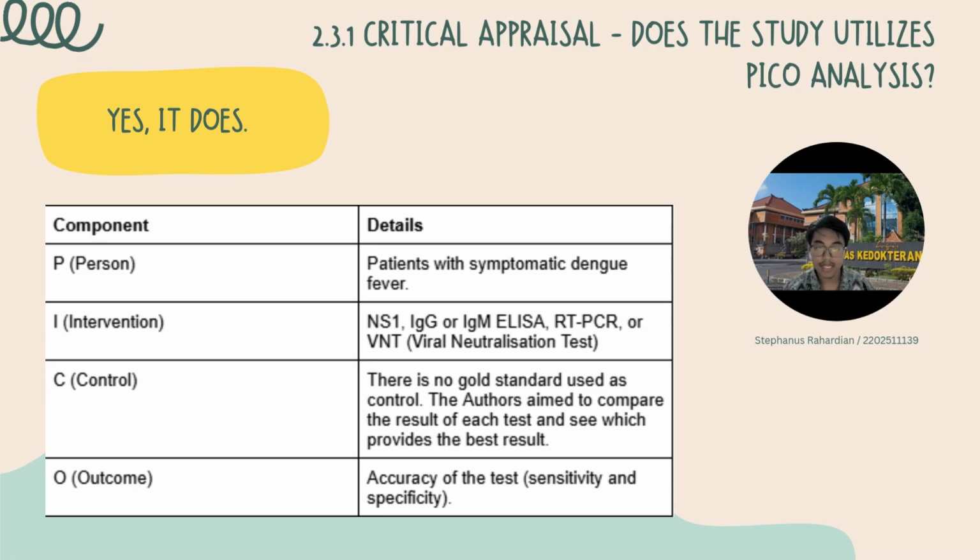So for the population, it's patients with symptomatic dengue fever. The intervention is NS1, IgG or IgM ELISA, RT-PCR or VNT. And there's no gold standard used as the control because the authors aim to compare the results of each test and see which provides the best results. And so the outcome is the accuracy of each test. So the sensitivity and specificity. Okay, so thank you.